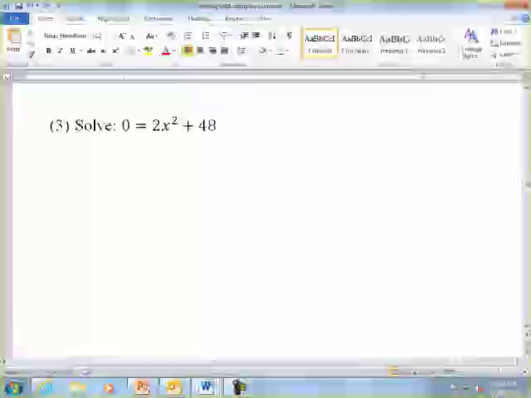Divide by 2. I have a few options. I could subtract something. I could subtract 2x squared. I could subtract 48. Or I could divide by 2. This is a legal thing to do first. I'm going to subtract 2x squared from both sides.